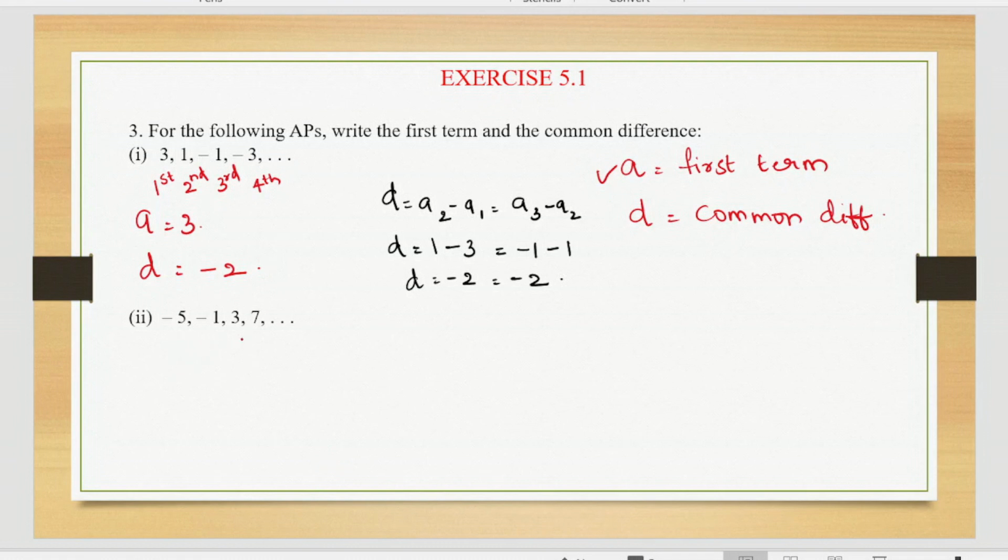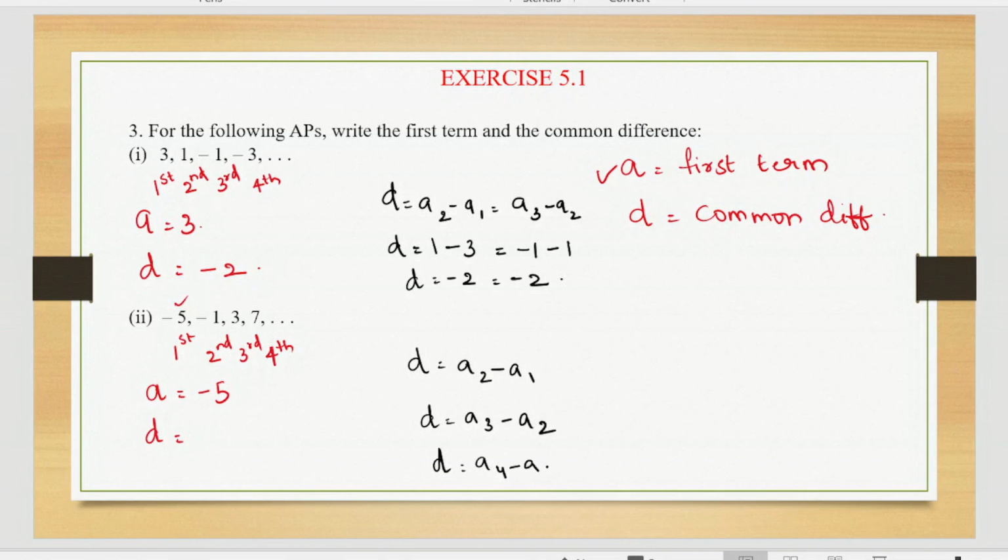-5, -1, 3 and 7 is an AP. This is the first term, this is the second term, this is the third term, and 7 is the fourth term. We know that the first term is represented with A, so A is equal to -5. Next we need to find the common difference D. D is equal to A2 minus A1, D is equal to A3 minus A2, and D is equal to A4 minus A3.